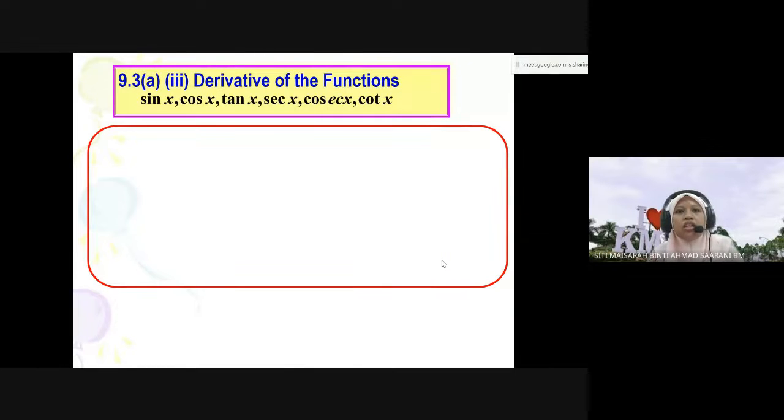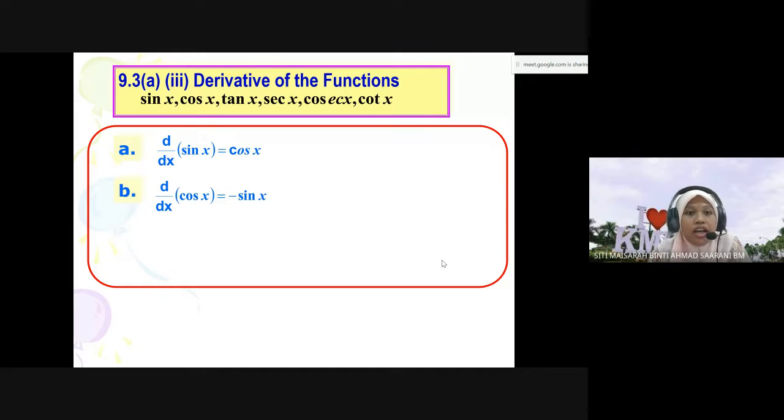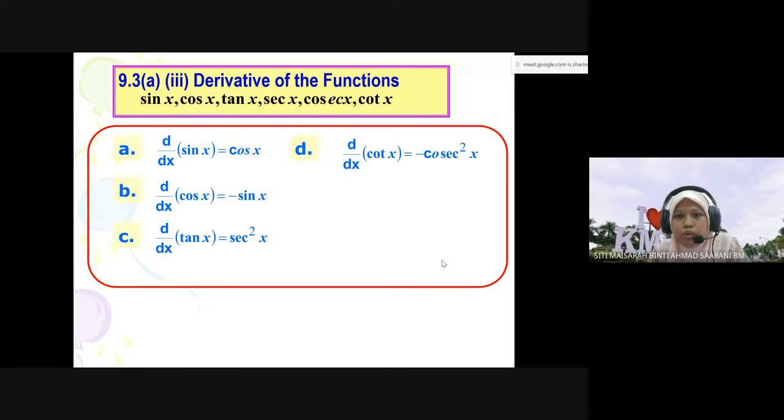Okay, first, let's look at the derivative of the functions sin x, cos x, tan x, secant x, cosecant x, cotangent x. So the first one, differentiate sin x with respect to x is equal to cos x. So if we differentiate sin x, it becomes cos x. And then differentiate cos x with respect to x, we get negative sin x. And then differentiate tan x with respect to x equals secant square x. And then differentiate cot x with respect to x is equal to negative cosecant square x.